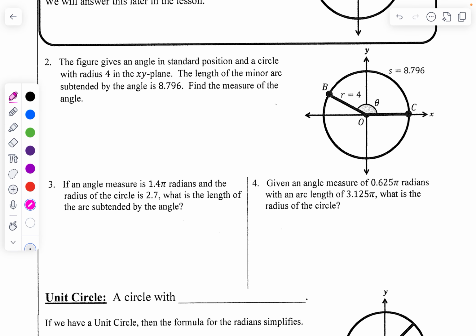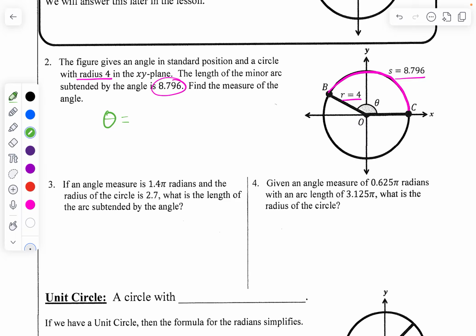So the second part: if the figure on the angle is in standard position and a circle has a radius of 4, here we see this radius of 4, the length of the minor arc, remember minor arc means less than half a circle, subtended by the angle is 8.796. So we see the subtended arc is this 8.796. Find the measure of the angle.